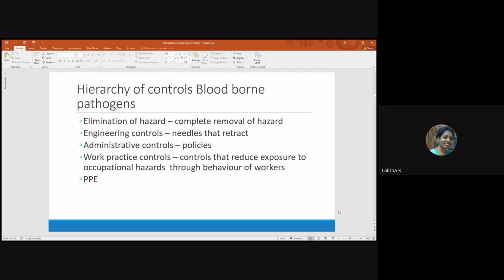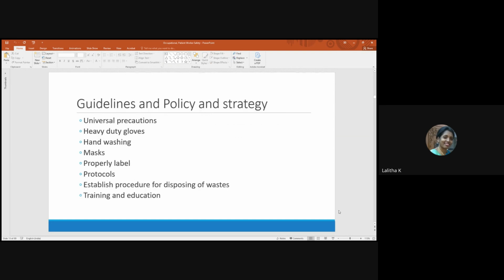And last but not the least is personal protective equipment. So, what are the policies you can have in place which will help in good worker safety as well as occupational safety? Are universal precautions or standard precautions to be in place? Use of PPEs, heavy duty gloves or mask, whatever it is. Hand washing, properly labeling is also very important. Putting protocols in place and establishing procedures for disposing of different types of waste. And important is training and retraining.